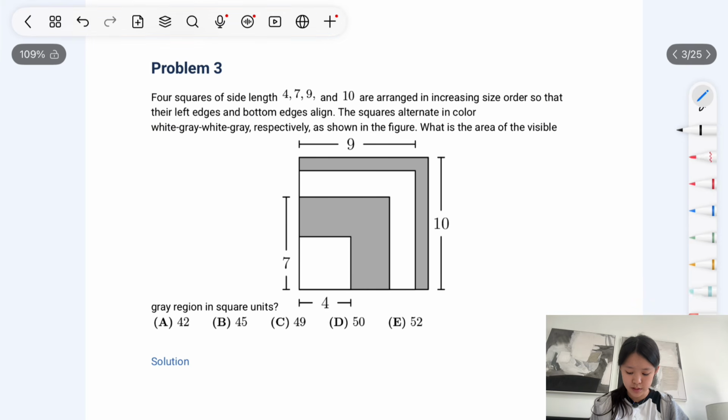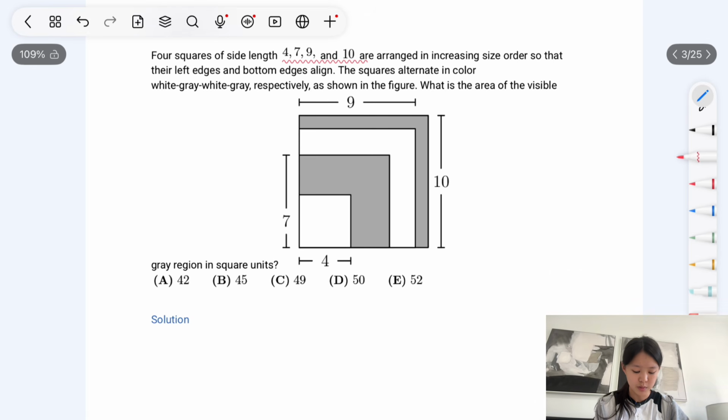Problem 3 tells us that there are 4 squares of these side lengths, and they're arranged in increasing size order so that their left edges and bottom edges align. The squares alternate in color: white, gray, white, gray, white, gray. And what is the area of the visible gray region in square units?